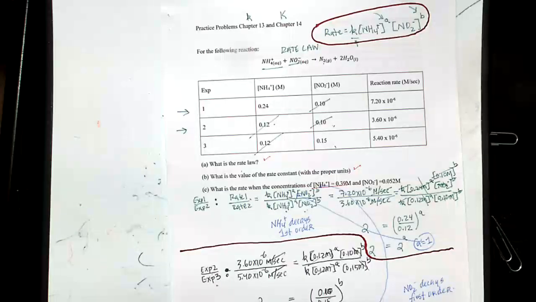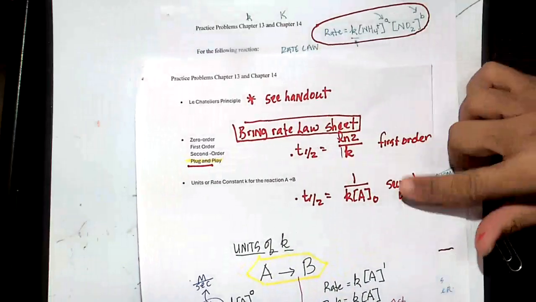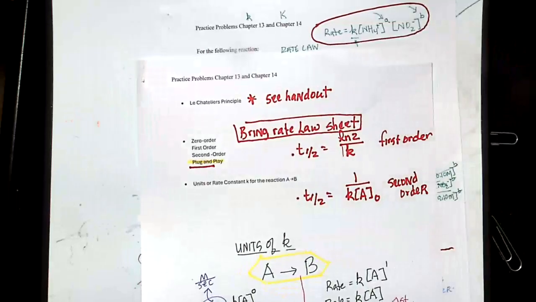Any questions on this test? Rate law, ice table, Arrhenius equation, Le Chatelier's, why this is going to shift right or shift left, the units of the rate constant, and half-life. Make sure you're comfortable plugging it in and getting the answer out. So that is your test.